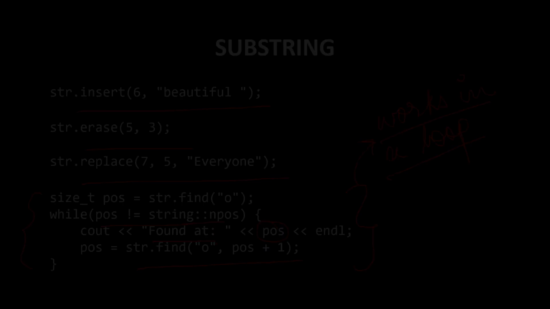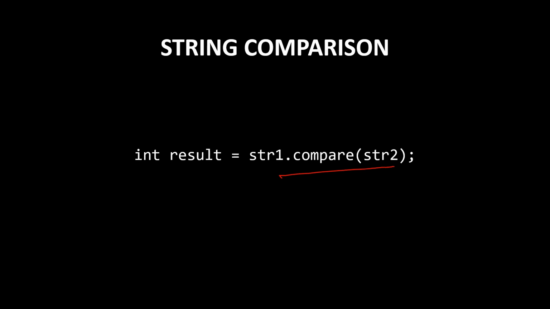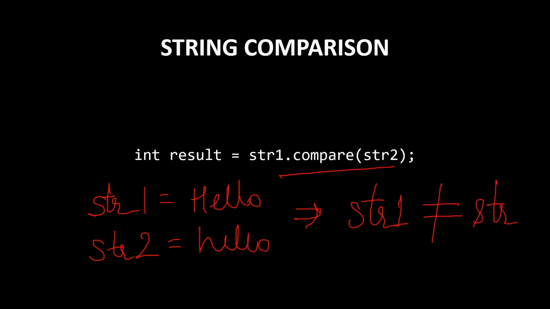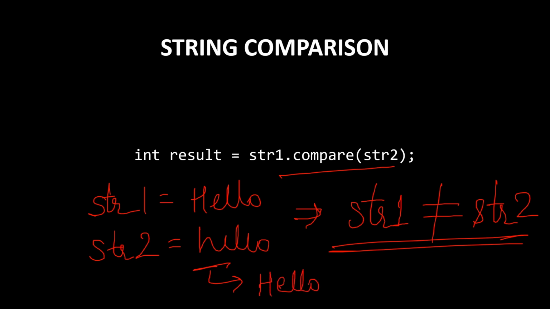String comparison. This code snippet compares two strings lexicographically. Returns 0 if equal, a positive value if str1 is greater, and a negative value if str1 is smaller. Here let's take an example of these two strings. They are not equal because h in the first string is in uppercase while in the second it is in lowercase. But if we change the h in string 2 to uppercase, then both the strings will be equal.